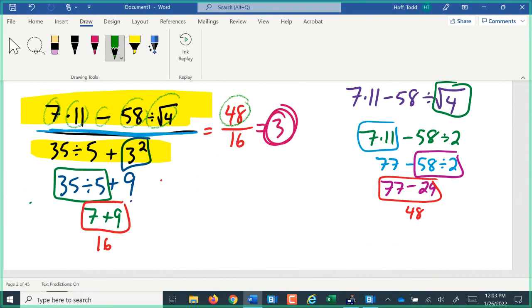Write that down, do the bottom. If I just punch that in, 35 divided by 5 plus 3 squared, it'll give me 16. Then I can divide them. So if you're using a calculator, most of the time for these, it's easiest to do the top first, then do the bottom separately, and then divide those results, rather than trying to enter it all as one entry.